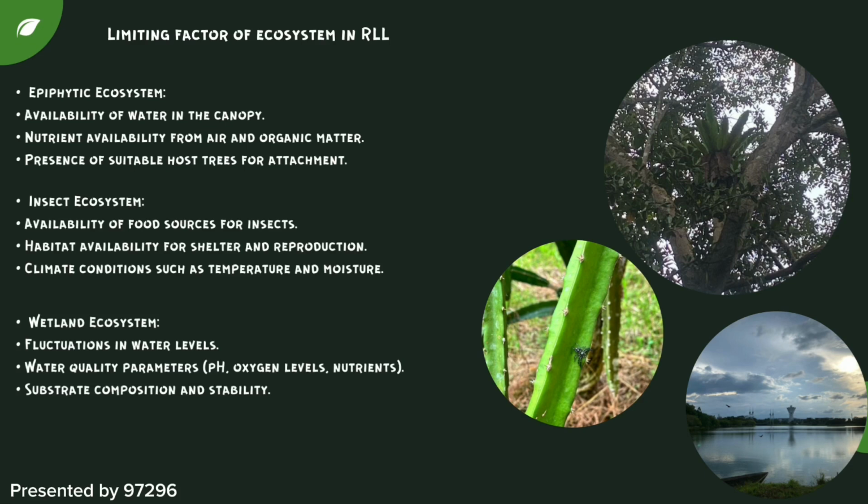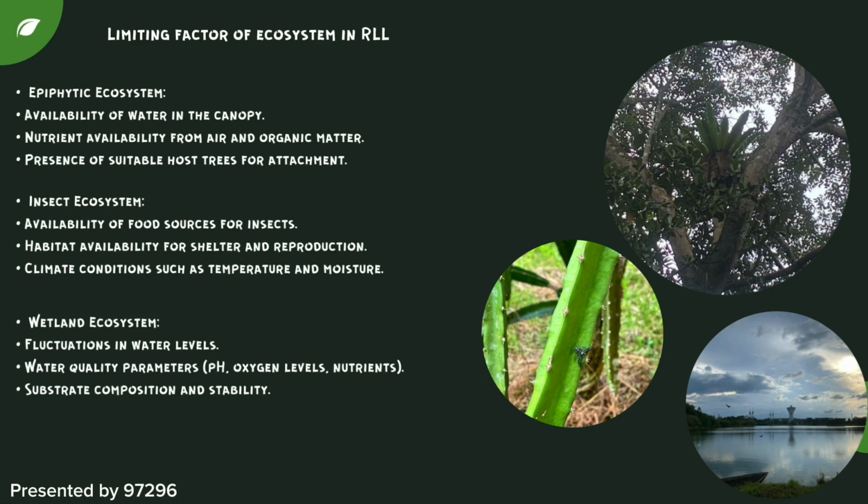Climate factors such as temperature and moisture can limit insect activity and reproduction. Pesticide use and habitat destruction can also be significant limiting factors for insect population. Limiting factors in a wetland ecosystem include water availability, water quality, and substrate composition. Fluctuation in water levels can affect the distribution of plant and animal species.